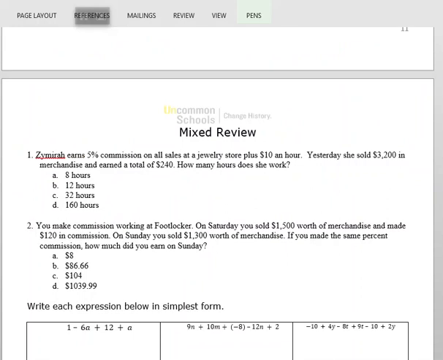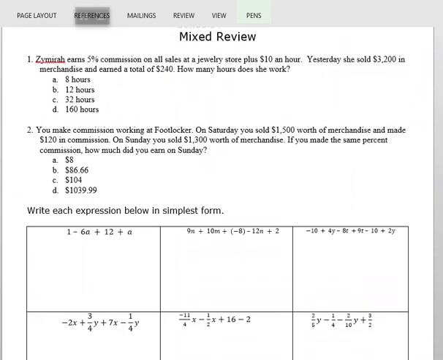Okay, we're going to move on to the next page. Now these problems, these first two problems on this mixed review, originally I wasn't going to go over because it's not really equivalent expressions, but they are tricky and they are things that you're going to see, so I am going to go over them.